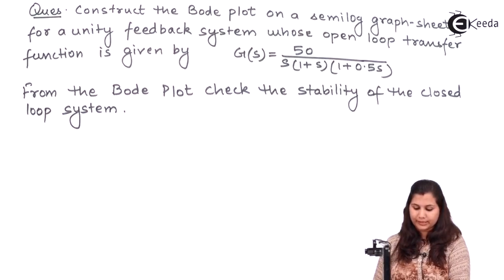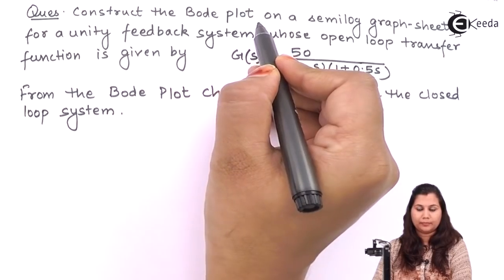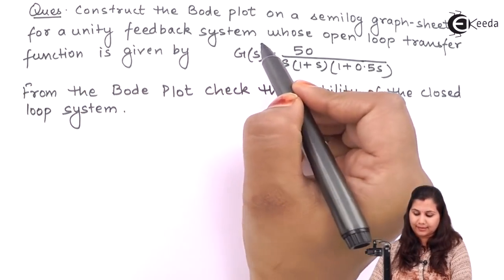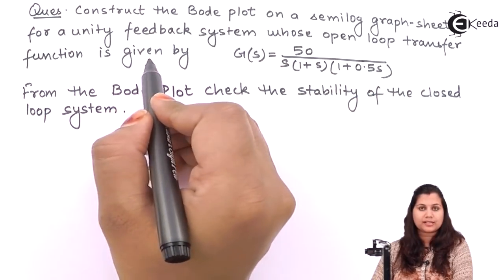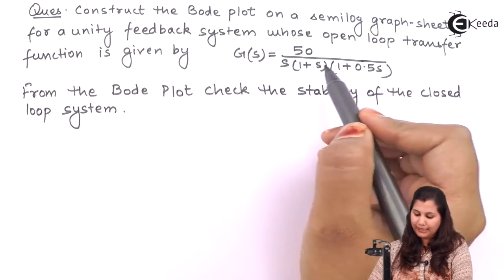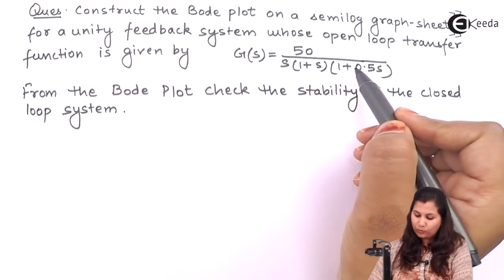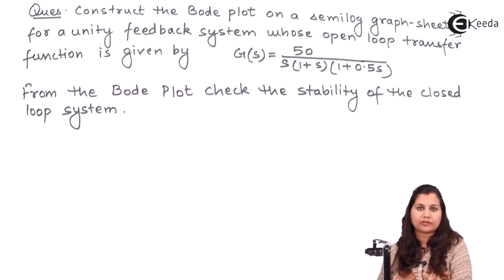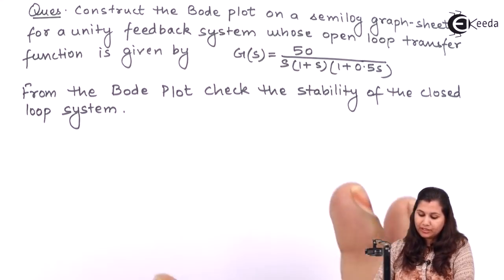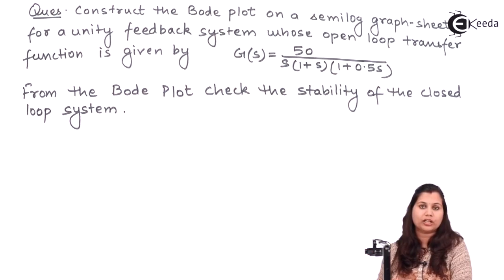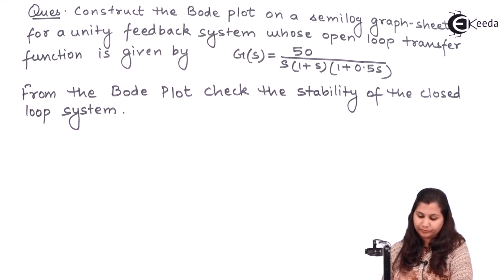So our problem is to construct the Bode plot on a semi-log graph sheet for a unity feedback system whose open loop transfer function is given to us as G(s) equals 50 upon s(1 plus s)(1 plus 0.5s). So this is the open loop transfer function of this system, and after constructing the Bode plot we also have to check the stability of the closed loop system. So let's try to solve this problem.